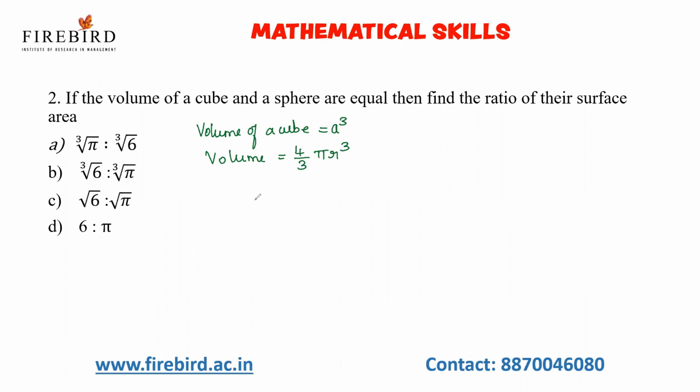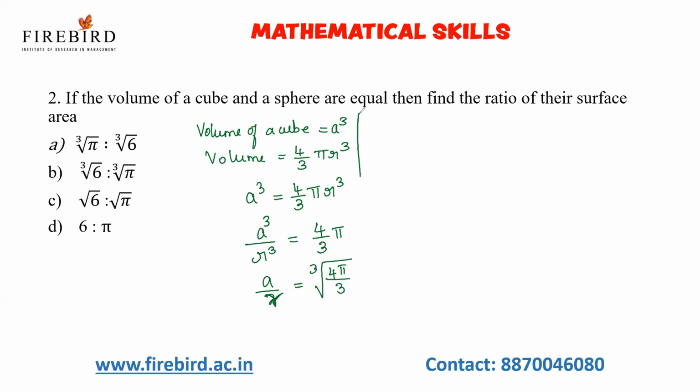Let us take volume of cube, a cube, equal to 4 by 3 pi r cube. Right? I can write this as a cube by r cube is equal to 4 by 3 pi. And in the next step, I can write it as a by r is equal to the cubic root of 4 pi by 3. Cubic root of 4 pi by 3.